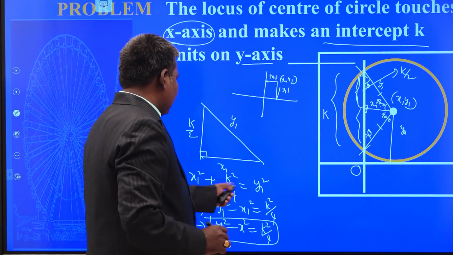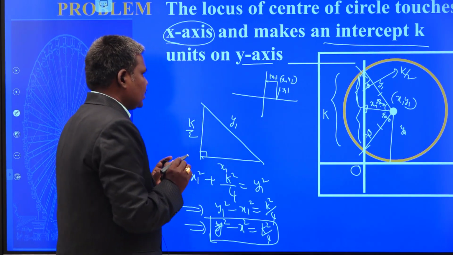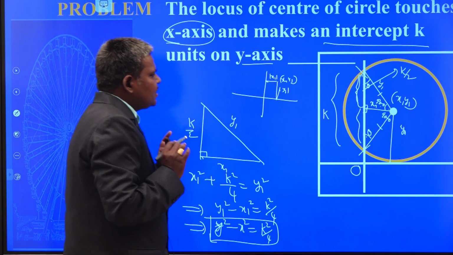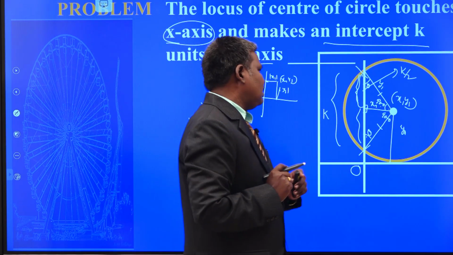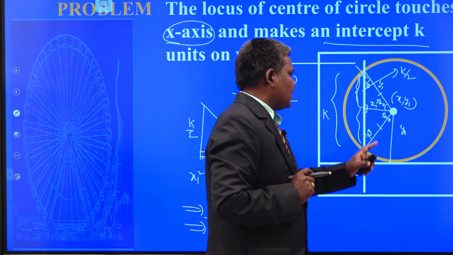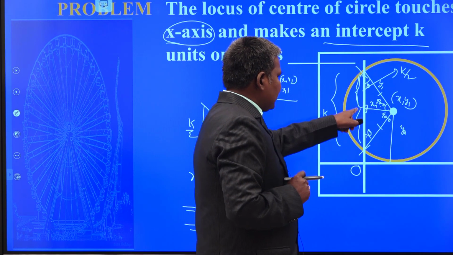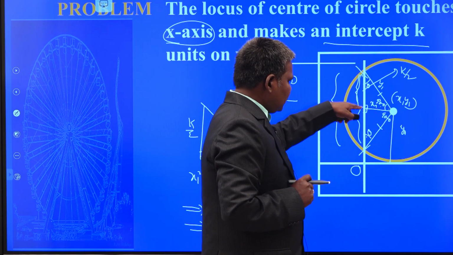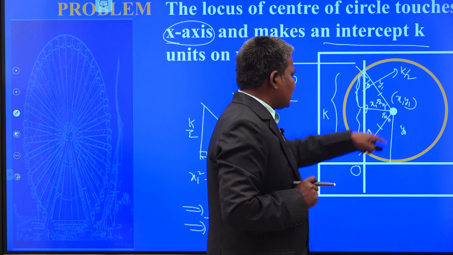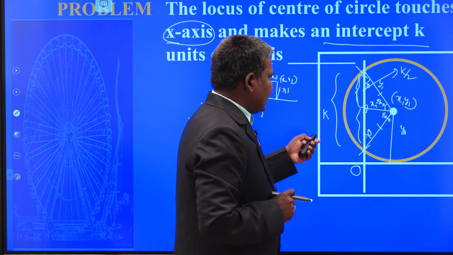We can discuss why it is called a rectangular hyperbola later. This is your locus. The basic concept behind this problem is that the distance from here to here is y1, and the distance from here to here is x1. When you draw the perpendicular bisector, that is always passing through the center of the circle. We will discuss the same property in the next slide also.